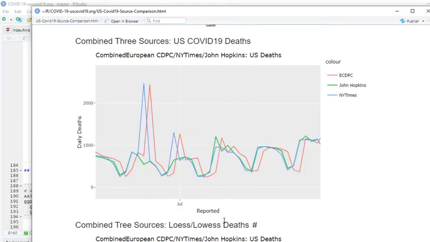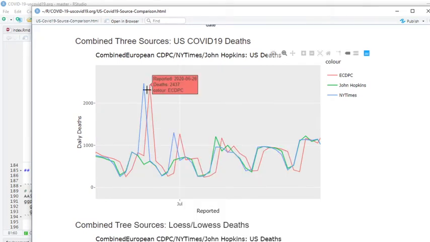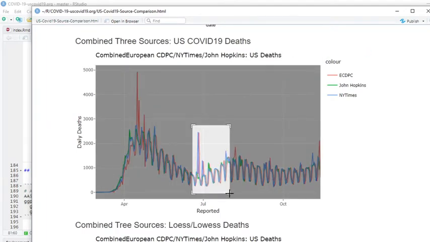We see a spike here for some reason or other. Actually, these are identical. It's because this is 626, this is 625, but it's actually the same data. It's just the difference between the European CDC and the U.S. sources, which are a day behind, probably due to the working hours. But you can see the match there.